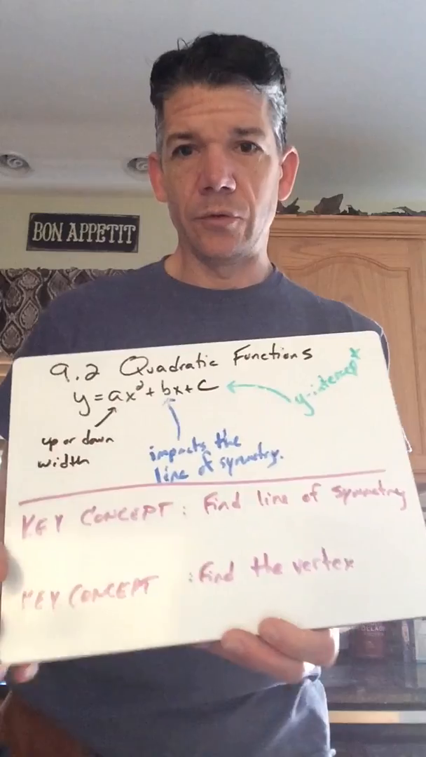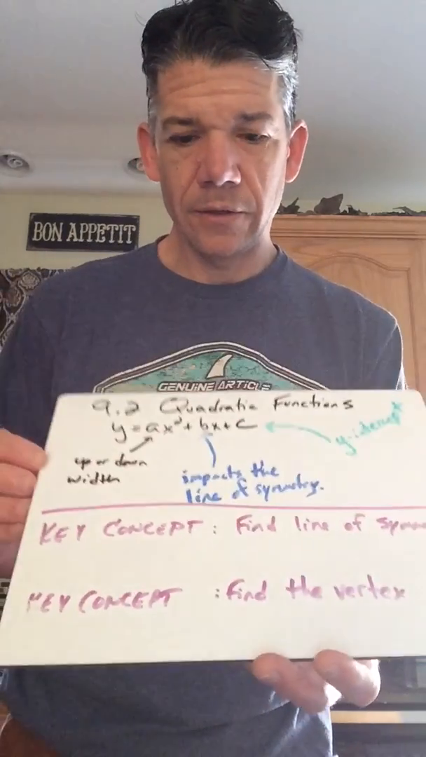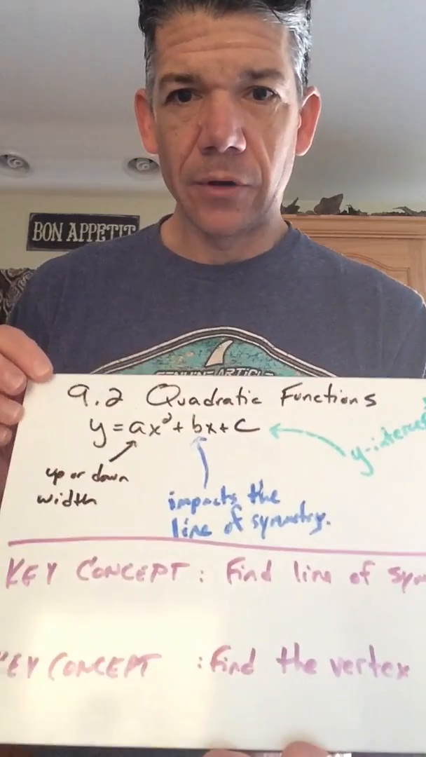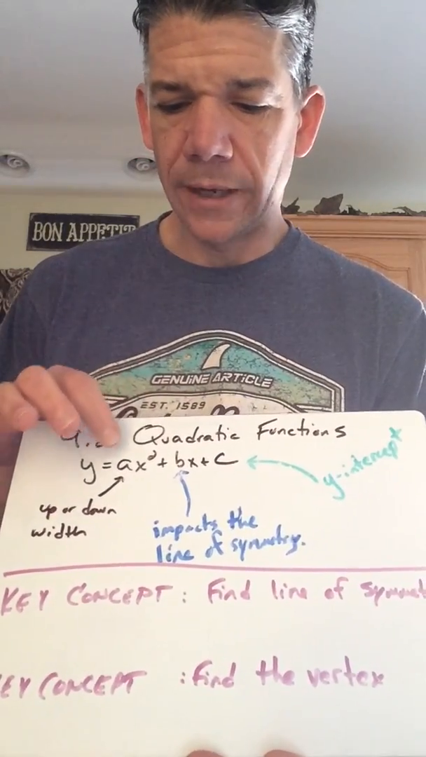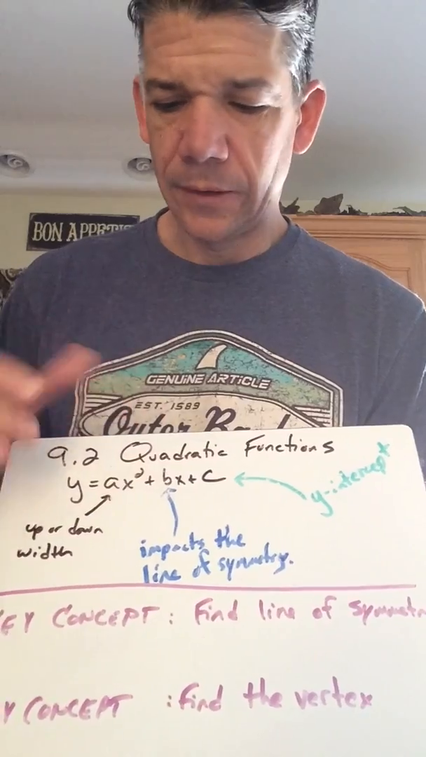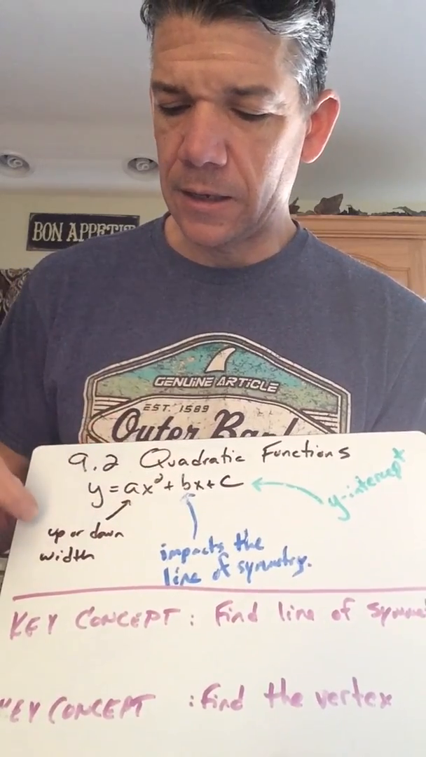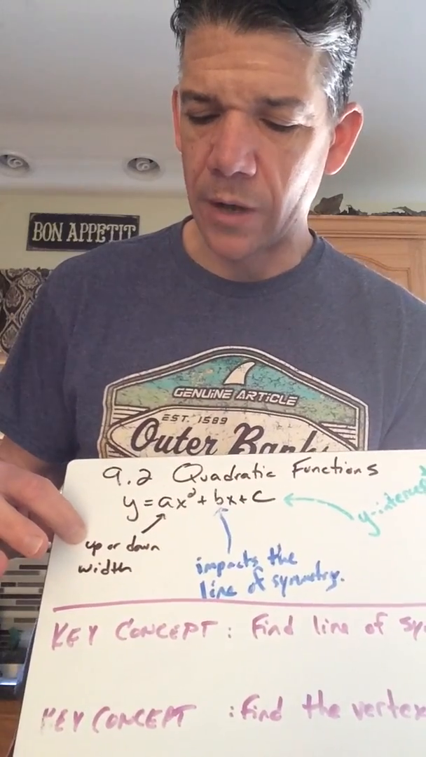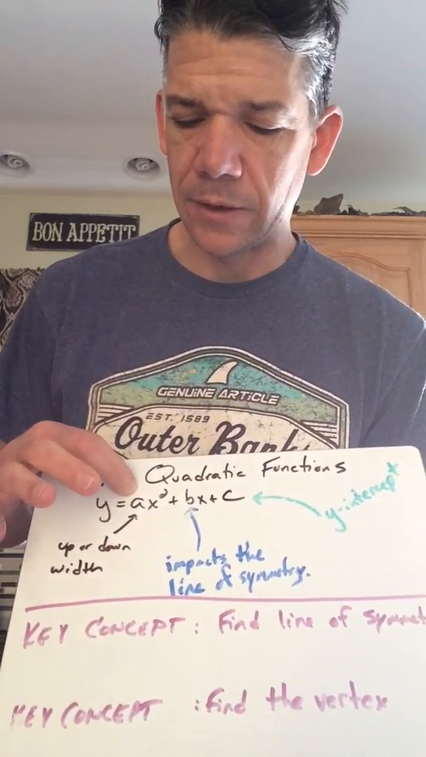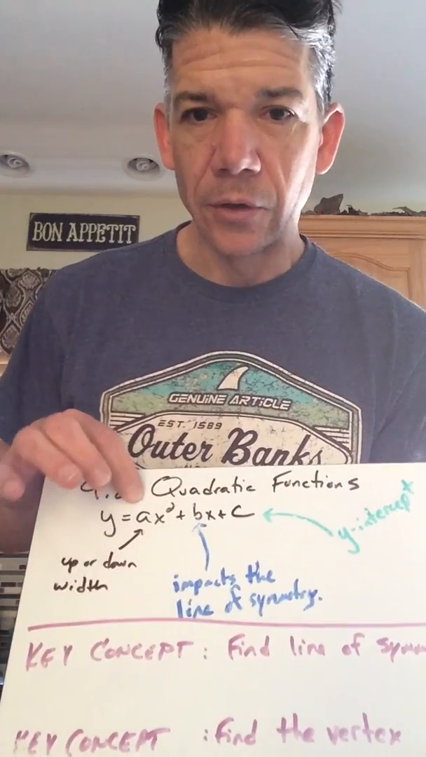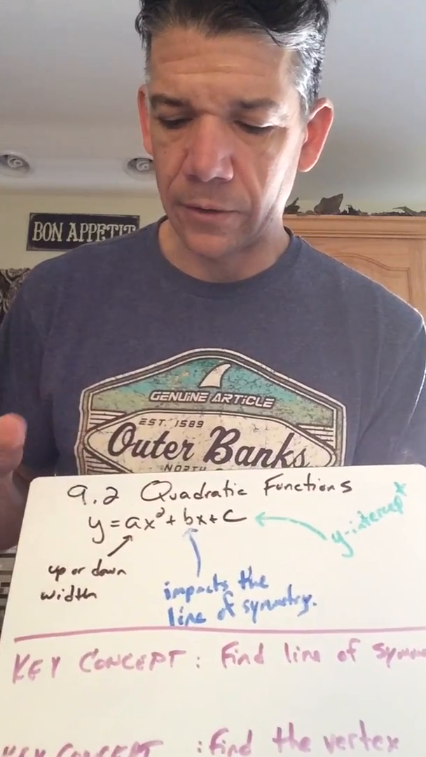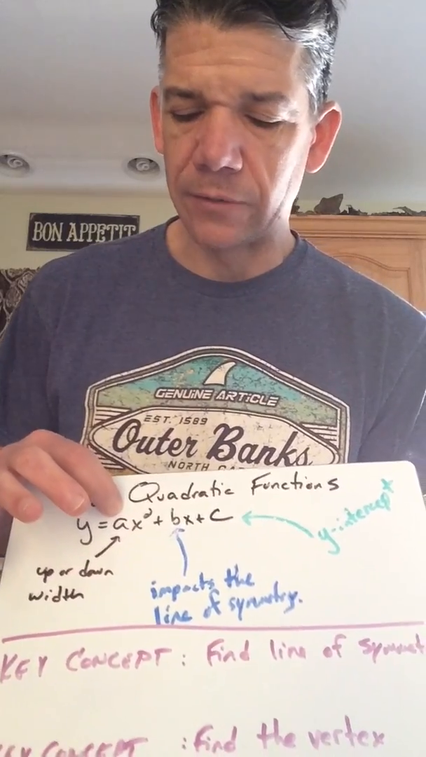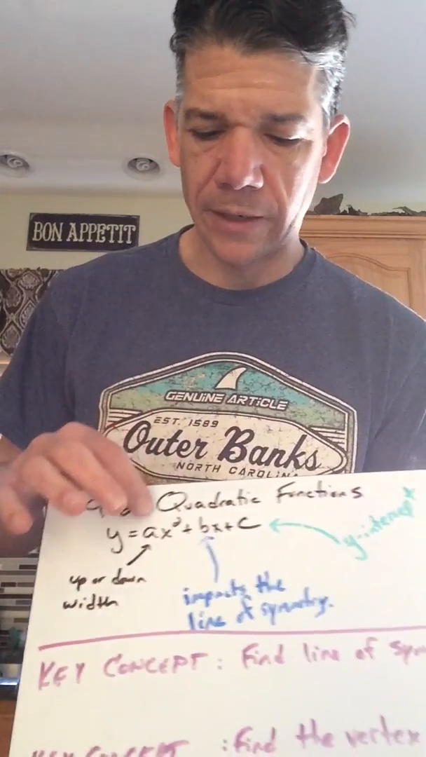Guys, we're getting into the 9.2 section, a couple key concepts. We know our quadratic functions in standard form, y equals ax squared plus bx plus c. We talked yesterday, a is our leading coefficient. It tells us whether we open up or down. Positive, it opens up. Negative, it opens down. The closer it gets to 0, the wider the parabola gets. The bigger it is, or the further it gets from 0, the narrower it gets because it grows faster.